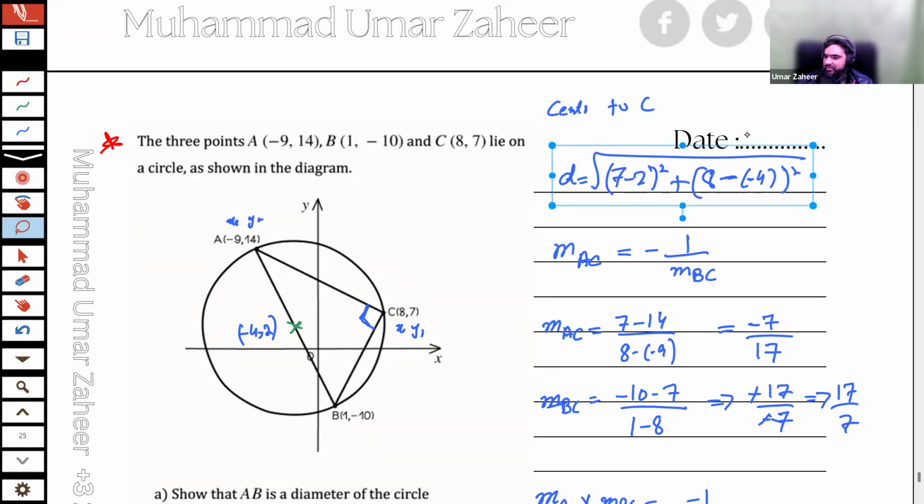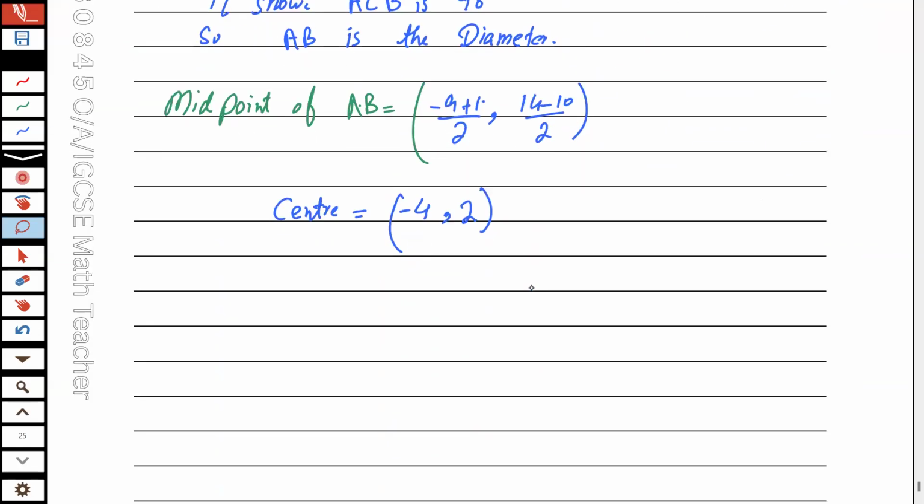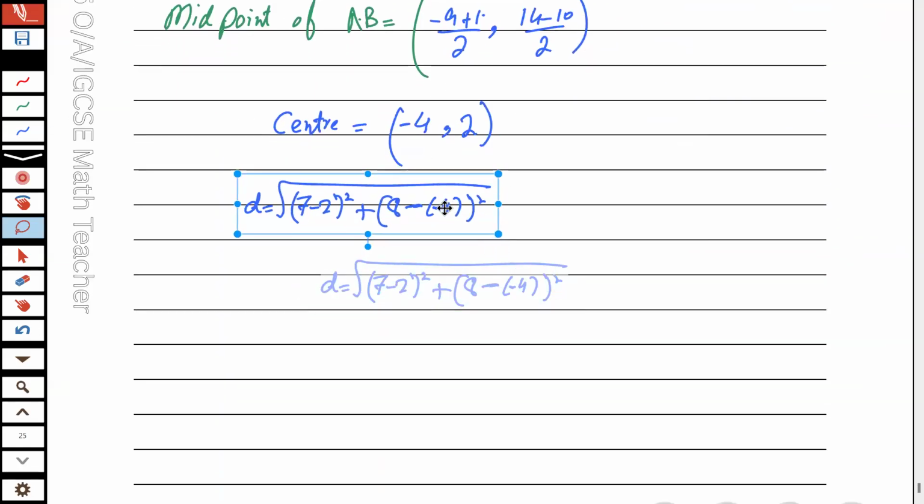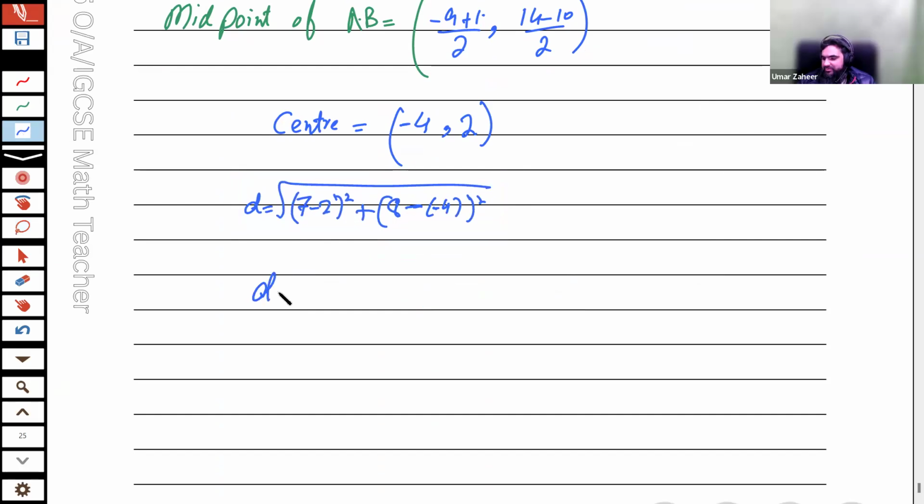You have read the distance formula. Right, go back here. The distance is equal to 7 minus 2, that is 5 squared, plus 8 plus 4, that is 12 squared. So it will be 25 plus 144. That is 169, so that will be equal to 13. And that is our radius.